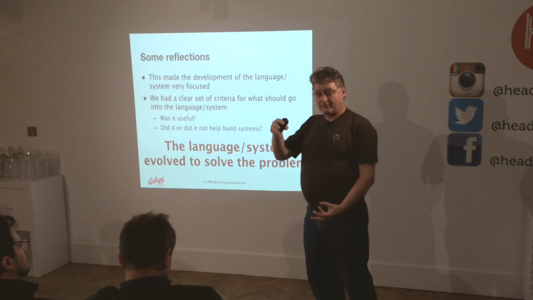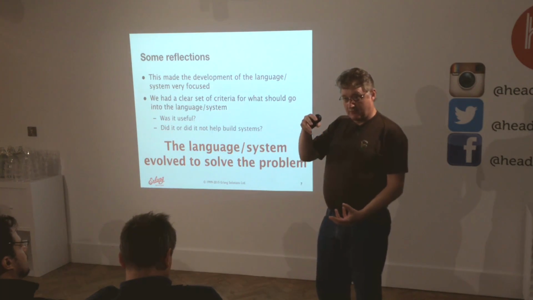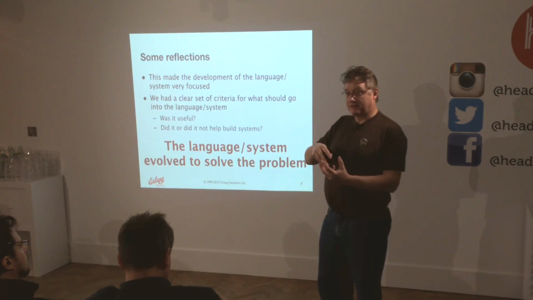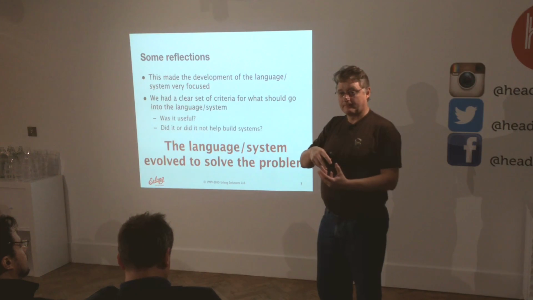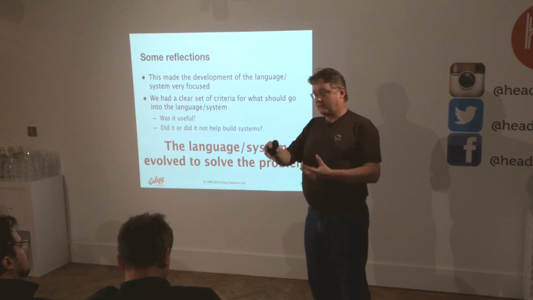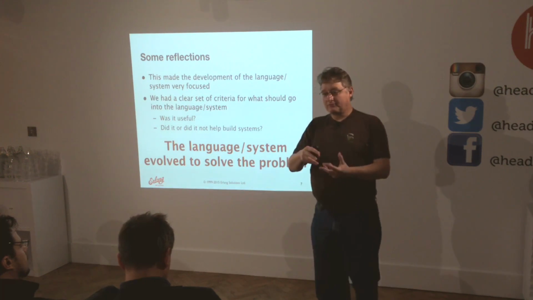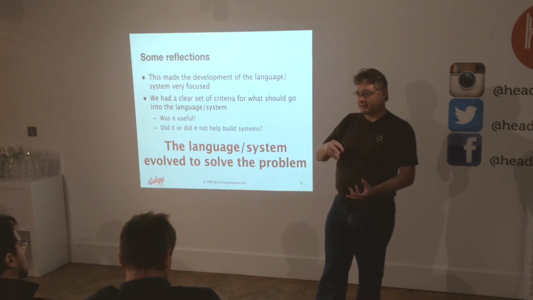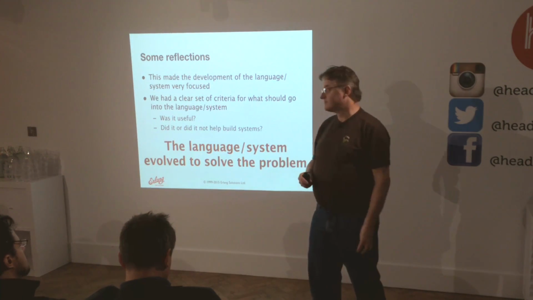So the language and our way of working with the language to build a system evolved at the same time. The features that went into the Erlang language went in because we could use those to build a system we thought was very good for solving that type of problem. So it sort of worked both ways, right?